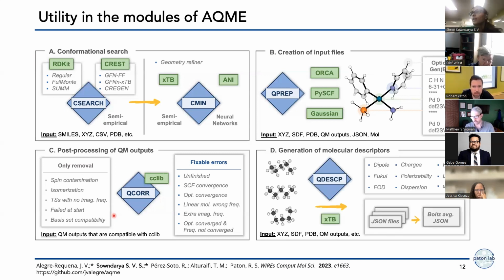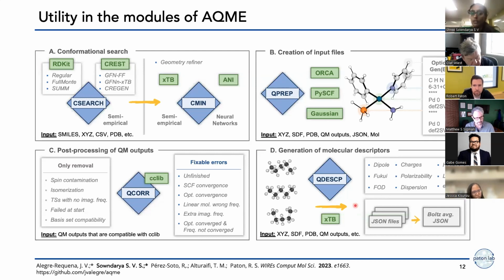And then finally, I'd like to touch upon the last module, which is the QDESCP module. So for a bunch of different conformer ensembles, utilizing the QDESCP module with the XTB library, you can actually get out different kinds of properties corresponding to molecular properties such as HOMO-LUMO.